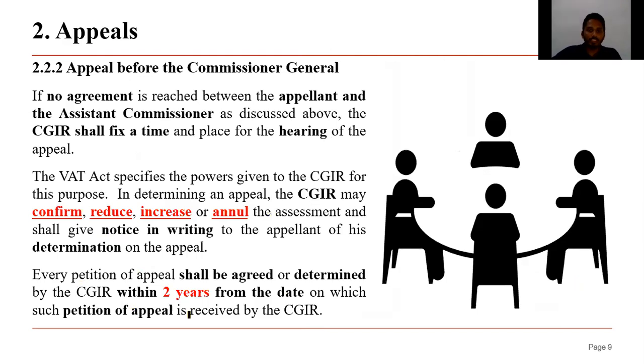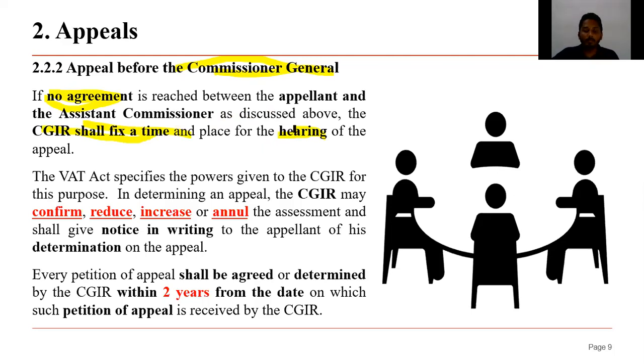The second one is if no agreement is reached. If no agreement is reached, there is a Commissioner General hearing. You didn't agree at the appeal unit, saying no, I am not going to pay that 50, that should be 100. The taxpayer is not accepting to pay the balance 50 even. Then, as discussed with the appellant and the assistant commissioner, the CGIR shall fix a time for hearing.